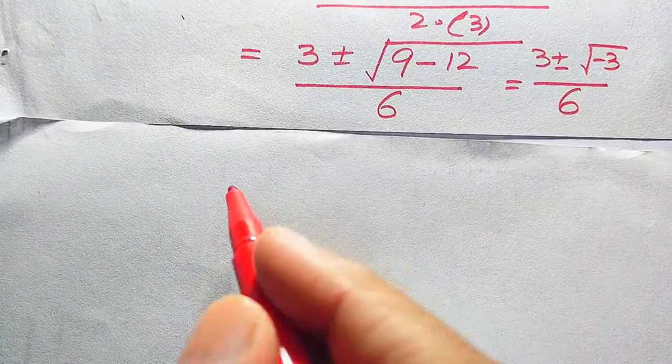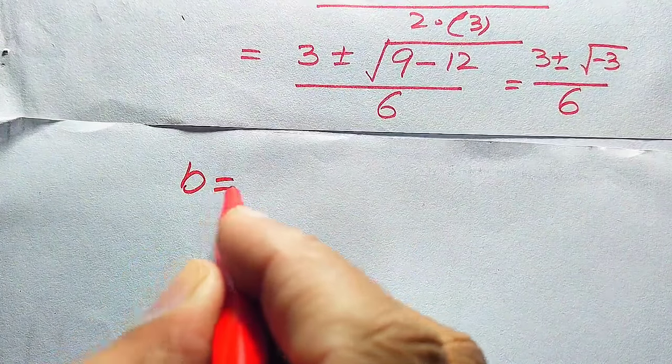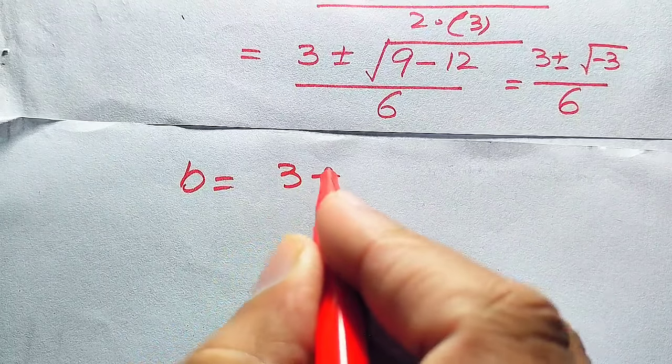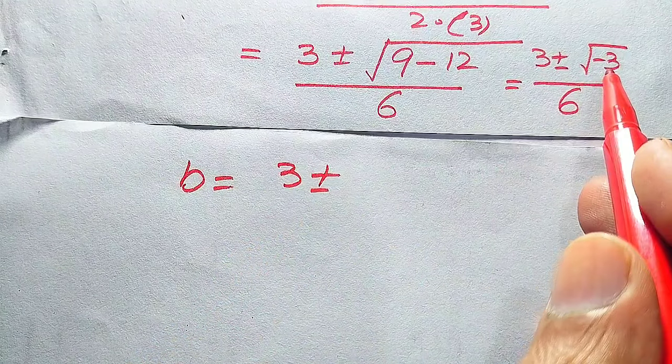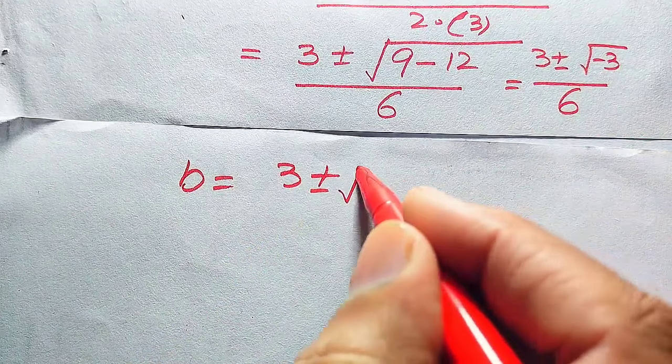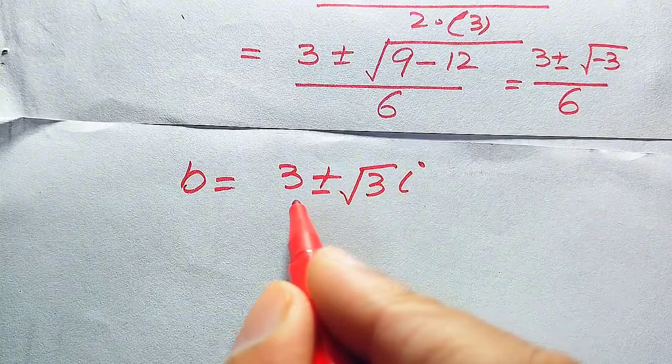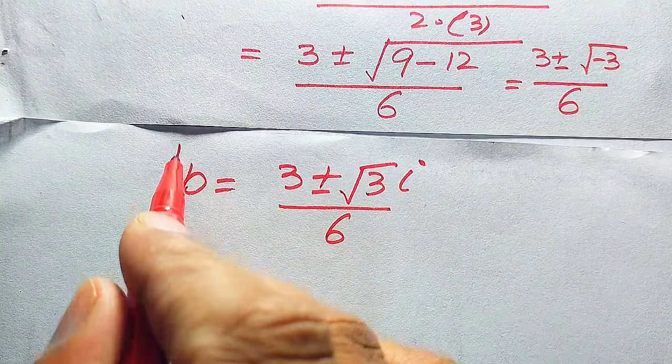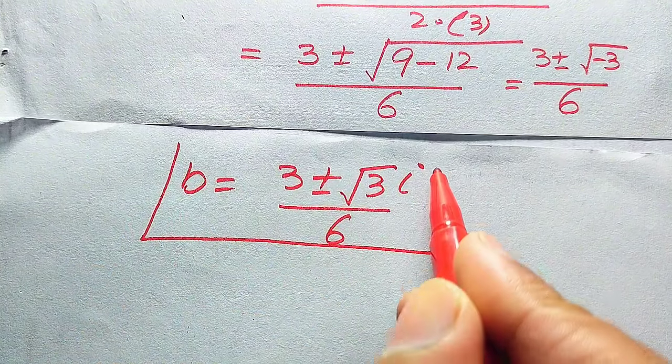So after that we get the remaining two values of b as 3 plus minus, and we know that when a negative sign appears inside the square root sign it becomes iota, and it is divided by 6. So these are the two complex roots of the given equation.